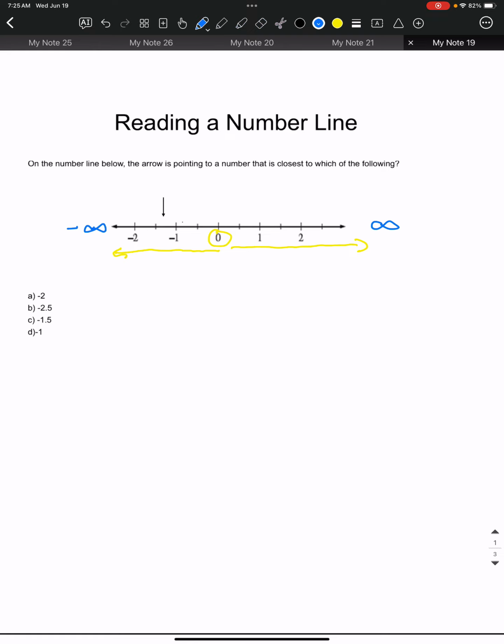So looking at my number line, I'm looking at this arrow right here. Okay, I notice that it's to the left of -1, but to the right of this tick mark. So this appears to be halfway between -2 and -1, so that must be -1.5. Okay, so notice that the arrow is closer to -1.5 than it is -1. So that tells me that our answer here is C, -1.5.